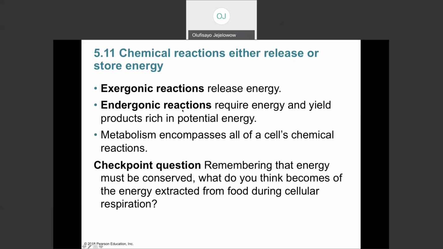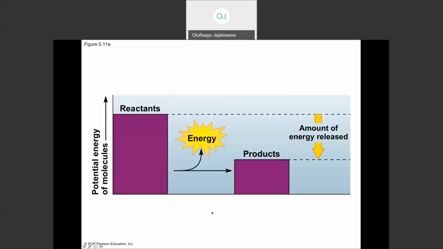We use the term metabolism to describe all of the cell's chemical reactions. So metabolism encompasses all of the cell's chemical reactions. Checkpoint questions, remember to compile, answer, and email them. Remembering that energy must be conserved, what do you think becomes of the energy extracted from food during cellular respiration?